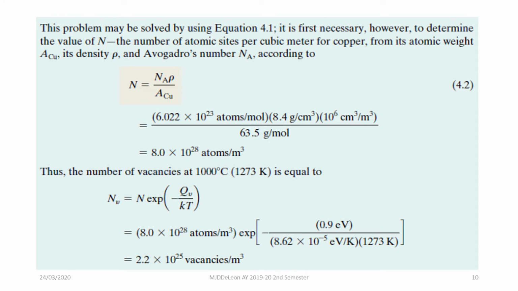So that problem is actually found in your canister, sample problem in canister, and this is the solution for that one. So to get N, or the number of lattice sites, we can just use your density and your atomic weight. To get 8.0 times 10 to the 28 atoms per meter cube, that's the number of lattice sites per meter cube. We can use that back into our equation here, and we can get that there will be 2.2 times 10 to the 25 vacancies per meter cube for our copper crystal at 1000 degrees Celsius or 1273 Kelvin.